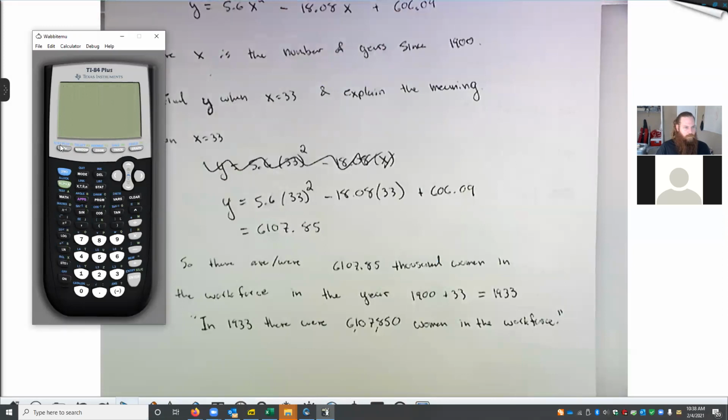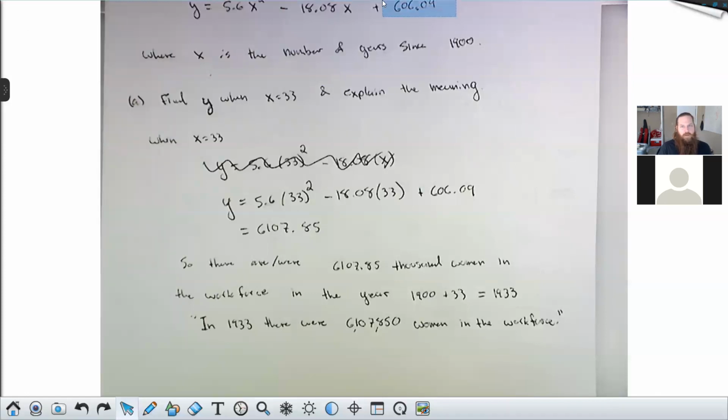Still not quite used to this emulator. All right. 5.6 x squared minus 18 6.9. Now remember what we learned.